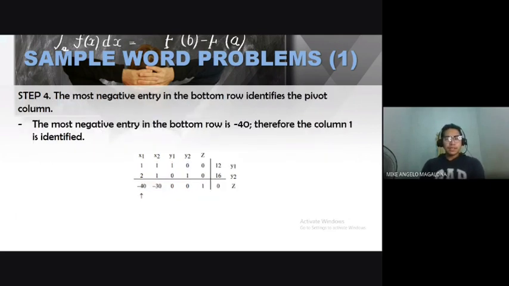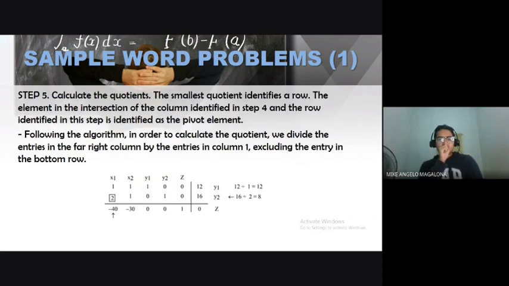Step 4. The most negative entry in the bottom row identifies the pivot column. Hence, the most negative entry in the bottom row is negative 40. Therefore, column 1 is identified. For step 5, calculate the quotients. The smallest quotient identifies a row. The element at the intersection of the column identified in step 4 and the row identified in this step is the pivot element.